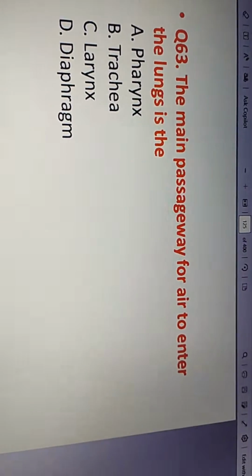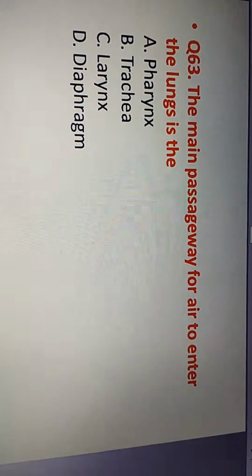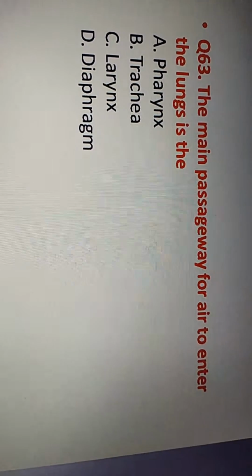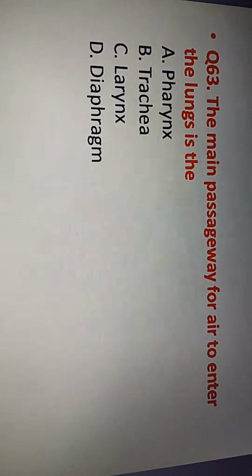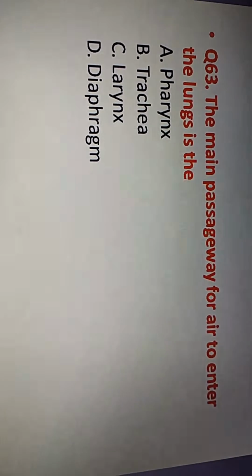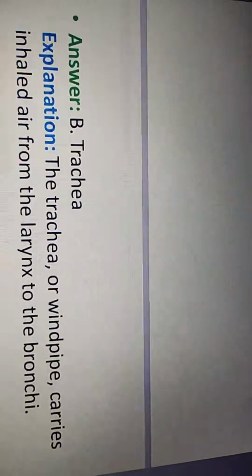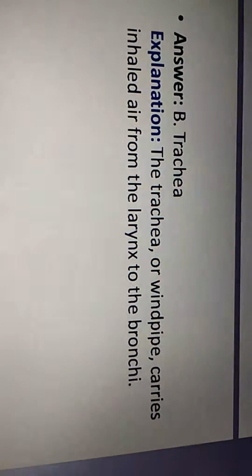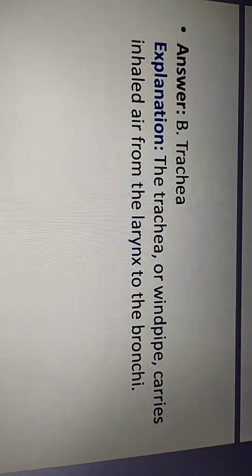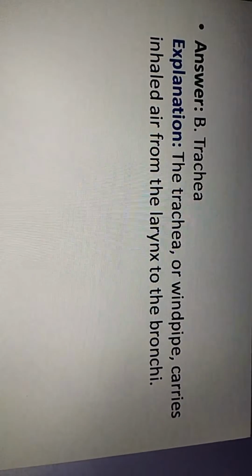the trachea. Next question. The main pathway for air to enter the lungs is the option A, pharynx. Option B, trachea. Option C, larynx. Option D, diaphragm. The correct answer is option B, trachea. The trachea, or windpipe, carries inhaled air from the larynx to the bronchi.